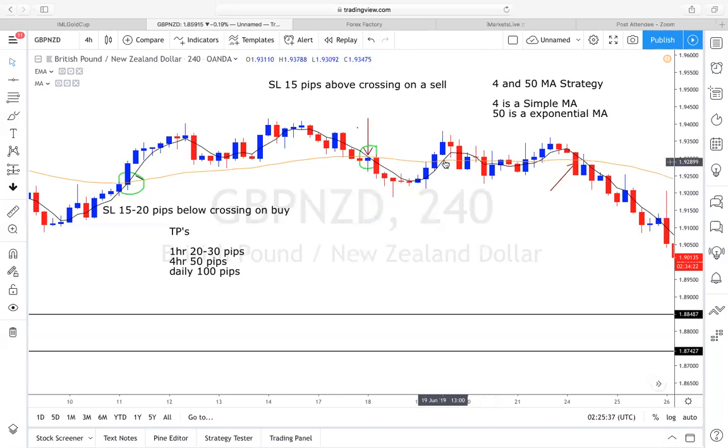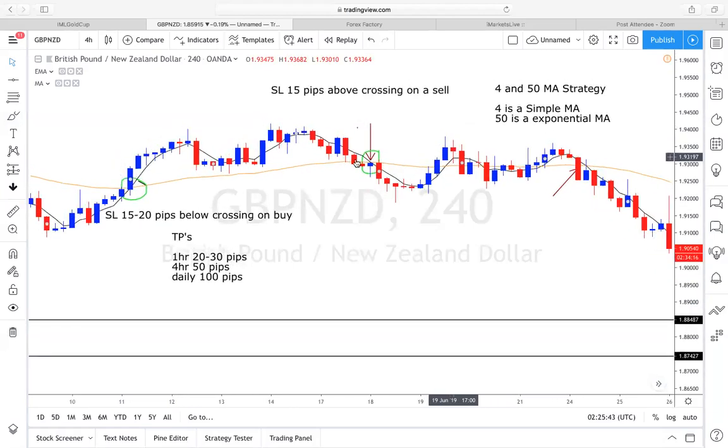All right, so the 4 across the 50 here again. Look, I'm gonna point them out to you guys. You're gonna be like, yo, I cannot believe nobody put me on to this. This is crazy. Right here, the 4 across the 50. Look, it crossed right here. Boom. Crossed it right here. Now we're looking for 50 pips, right?